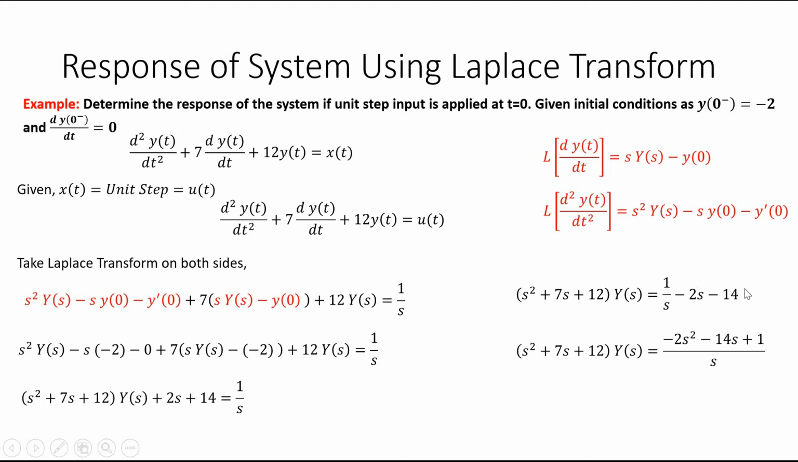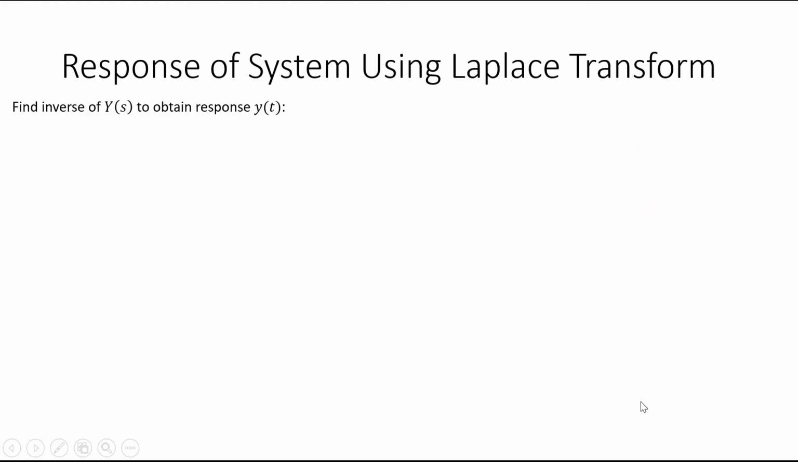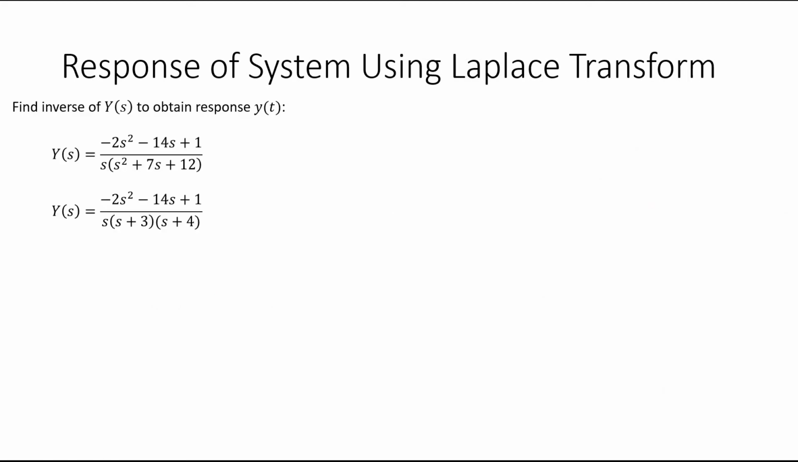Then we can multiply this s by this, so it becomes minus 2s square minus 14s plus 1 by s. Then we can write y of s by taking this term into the denominator here. So now we can find y of t by taking the inverse of this y of s. So again for y of s, we factorize s square plus 7s plus 12, so it becomes s plus 3 into s plus 4.